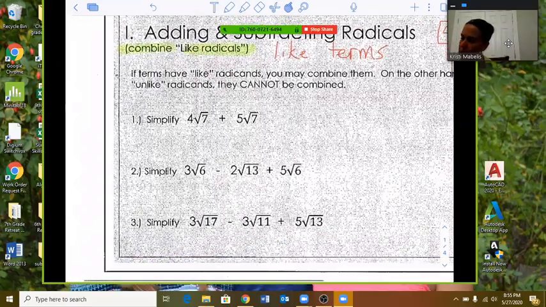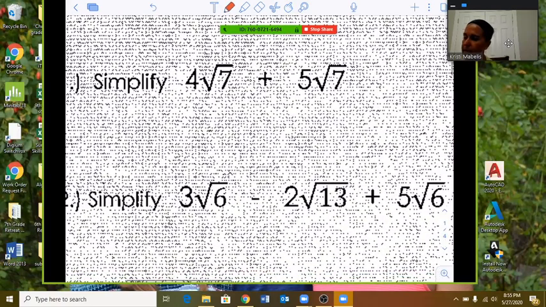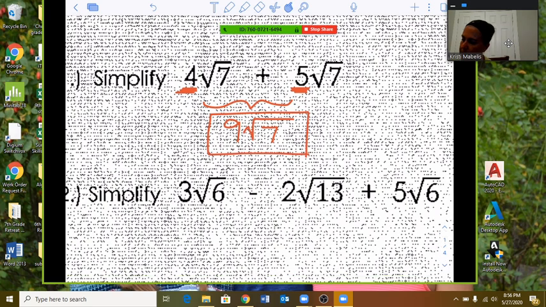All right, so take a look. We're going to start off pretty easy here. If it says to simplify 4 radical 7 plus 5 radical 7, you're simply going to add your 4 and your 5 and get 9, and this will still stay radical 7, just as if it was 4x plus 5x would make a 9x. Same idea, okay? So 9 radical 7.